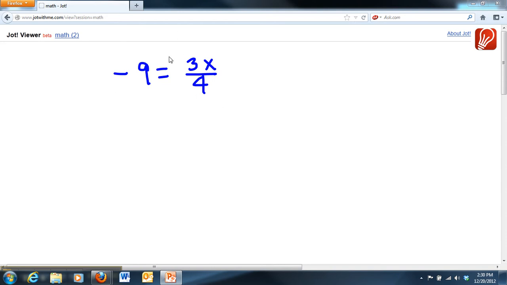Currently, x is on the right side of the equal sign, and it's been multiplied by 3 over 4. This could be written as 3 over 4x, and it will be the same thing. So it's been multiplied by 3 over 4. We need to do the inverse of that. To do the inverse, we want to multiply by the reciprocal of that fraction that it's been multiplied by. We want to multiply by 4 over 3, which is the reciprocal of 3/4.